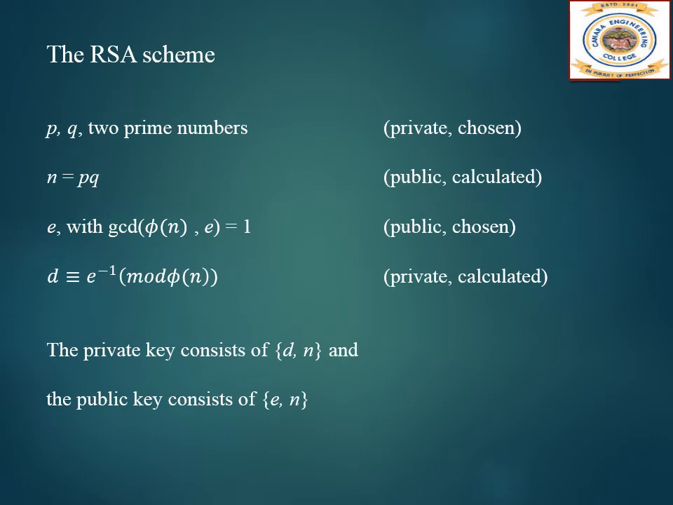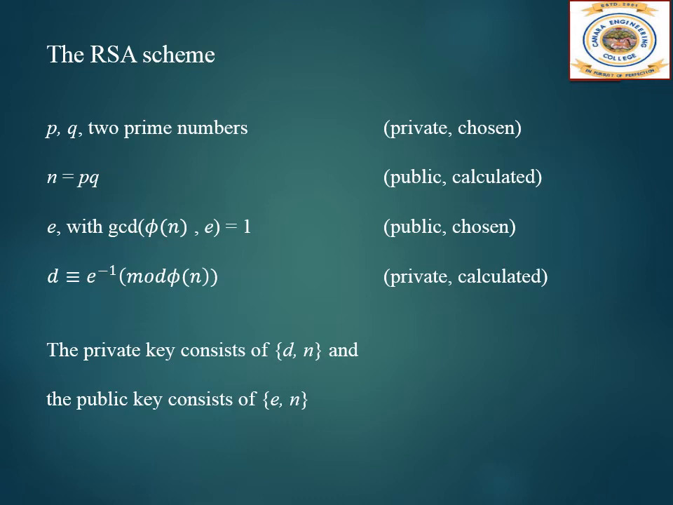Now we have seen what the RSA algorithm is. So now let us state the RSA scheme. First we have to select P and Q, which are two prime numbers. Those are private and we have to choose them. Next we have to calculate N equal to P times Q. And we have to choose E such that GCD of phi of n and E is 1, that is, they are relatively prime. Phi of n is the totient function. And from this we have to calculate D, which is the multiplicative inverse of E mod phi of n. The private key consists of {D, n} and the public key consists of {E, n}.